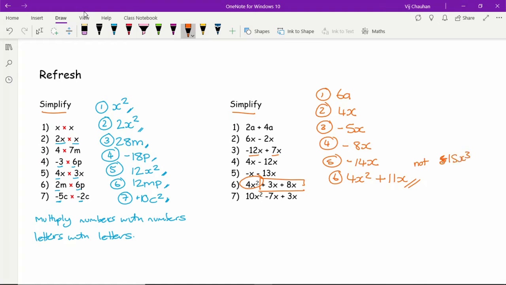You can't join the two things together because we're adding, not multiplying. And also if you were multiplying, it definitely wouldn't be 15, because it'd be 4 times 11, which is 44. So it's worth mentioning that this is your final answer for question 6.